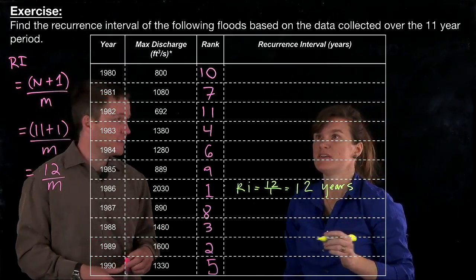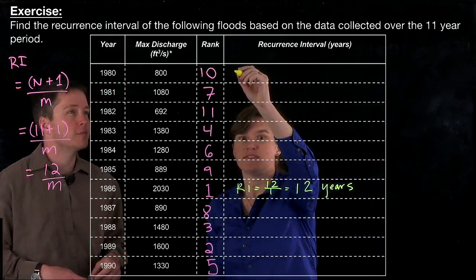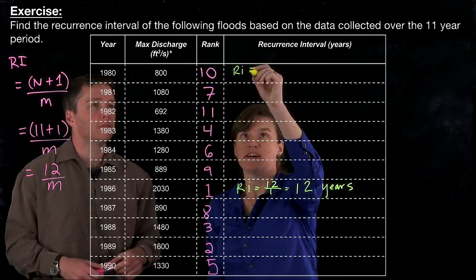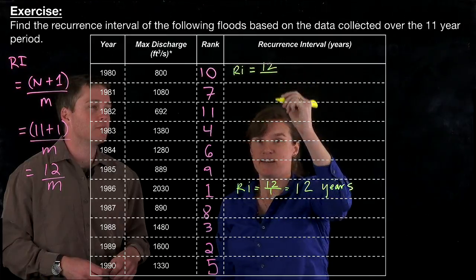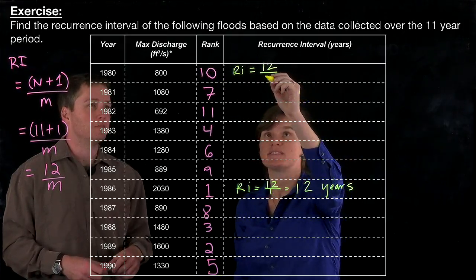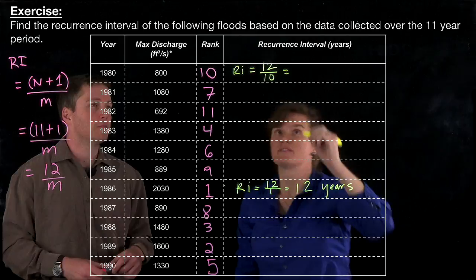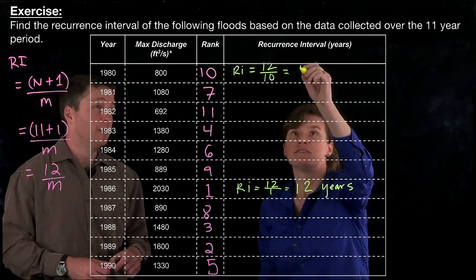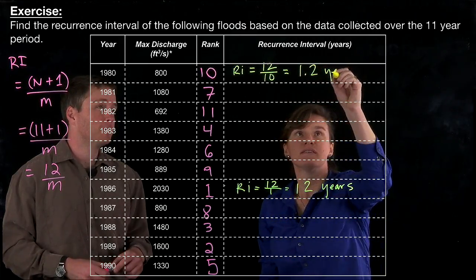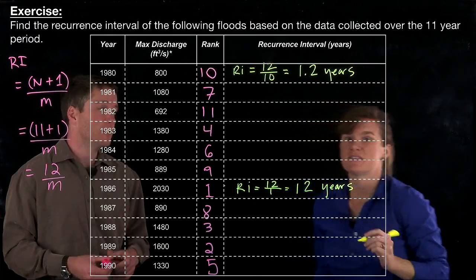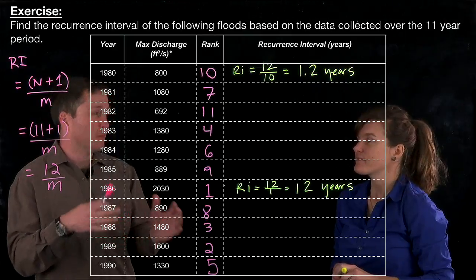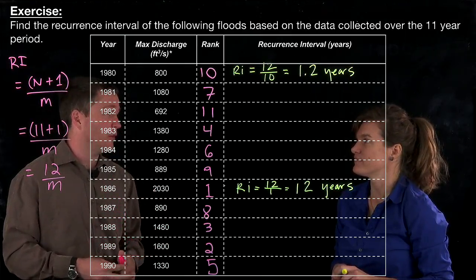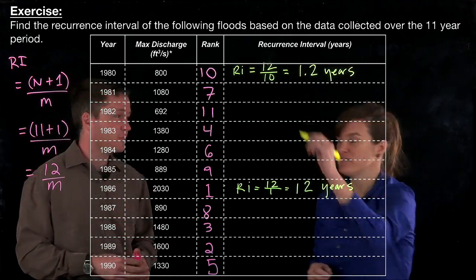So that was the large case. What about the smaller case? I'll just start up at the top and we can do the same thing. Here we have our recurrence interval, 12 divided by the rank, in this case 10. So 12 divided by 10 ends up to be 1.2, 1.2 years. This kind of makes sense. The smaller case is happening every 1.2 years approximately, and the large case every 12 years approximately. Okay, so let's go in and fill these out.